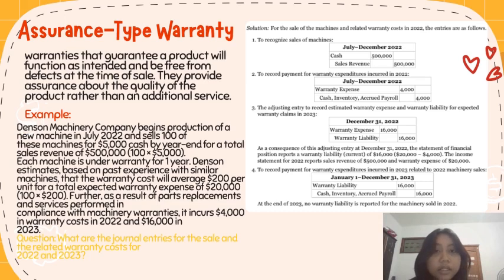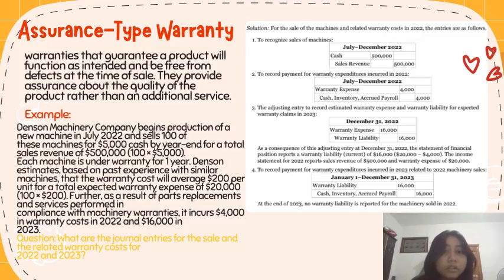You can see the solution for the sale of the machines and related warranty costs in 2022. The entries are as follows. The first one, to recognize sales of machines, from July until December 2022: cash on the debit side and sales revenue on the credit side. The total sales revenue of $500,000 comes from 100 multiplied by $5,000.